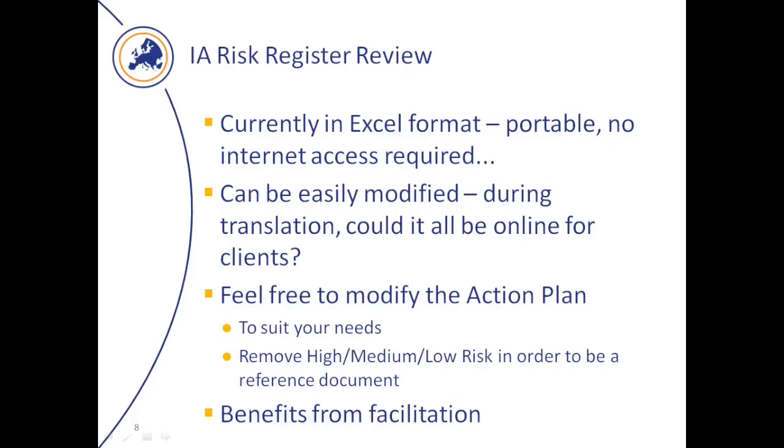So in review, that's the IA risk register tool. It's fairly simple. And what I would say is that the way it's delivered in Excel can easily be formatted or changed, or you can put it online. You can change the questions and of course feel free to modify the action plan. You could also decide to remove the high, medium and low risks and order it to be a reference document so it wouldn't be changed based on what a client determines to be a risk.